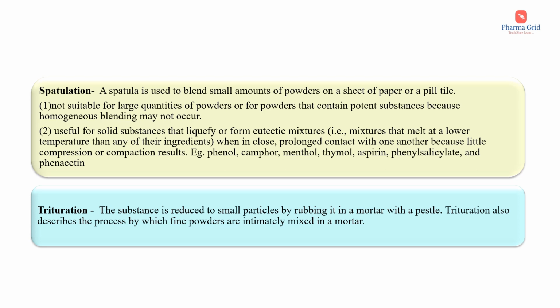Eutectic mixtures means mixtures that melt at a lower temperature than any of their ingredients when in close, prolonged contact with one another because little compression or compaction results. Examples of these eutectic mixtures are phenol, camphor, menthol, thymol, aspirin, phenyl salicylate and phenacetin. Then trituration. Here, the substance is reduced to small particles by rubbing it in a mortar with a pestle. Trituration also describes the process by which fine powders are intimately mixed in a mortar.